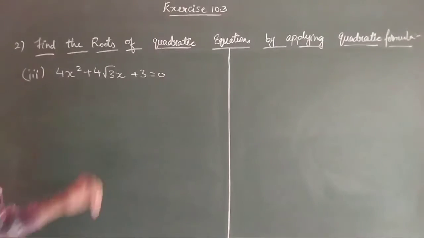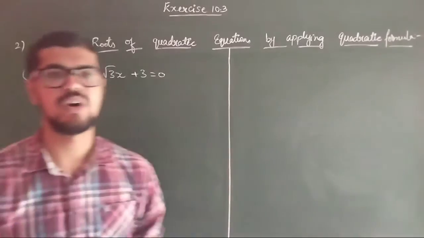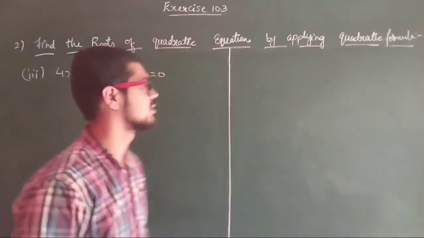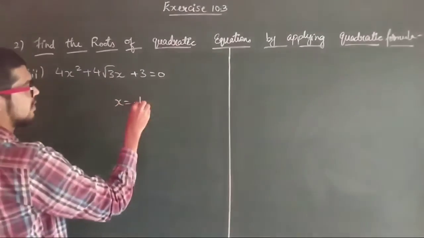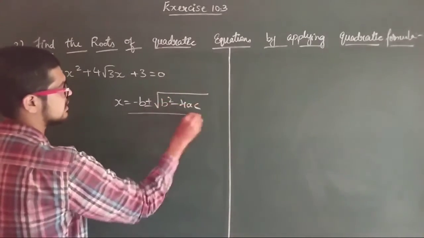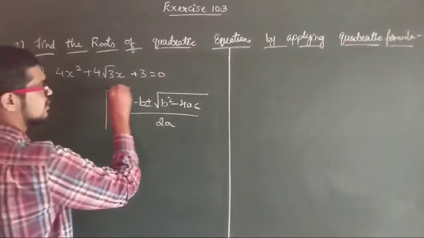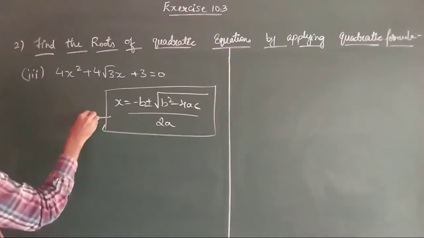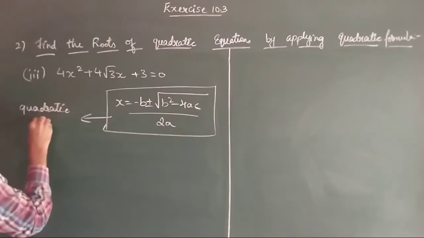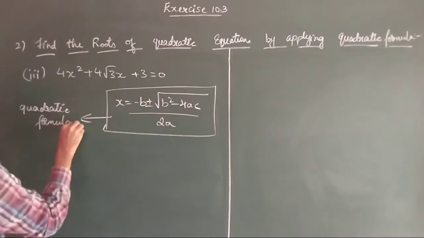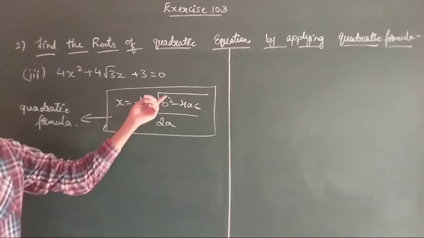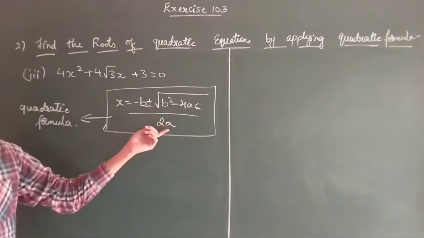Yes, let us try solving a few more problems on finding the roots of a quadratic equation by formula method. Yes, tell me the formula. The formula is x is equal to minus b plus or minus root of b square minus 4ac by 2a. This is what I gave in my previous video. This is called the quadratic formula. I repeat, the quadratic formula is x is equal to minus b plus or minus root of b square minus 4 into a into c divided by 2a.